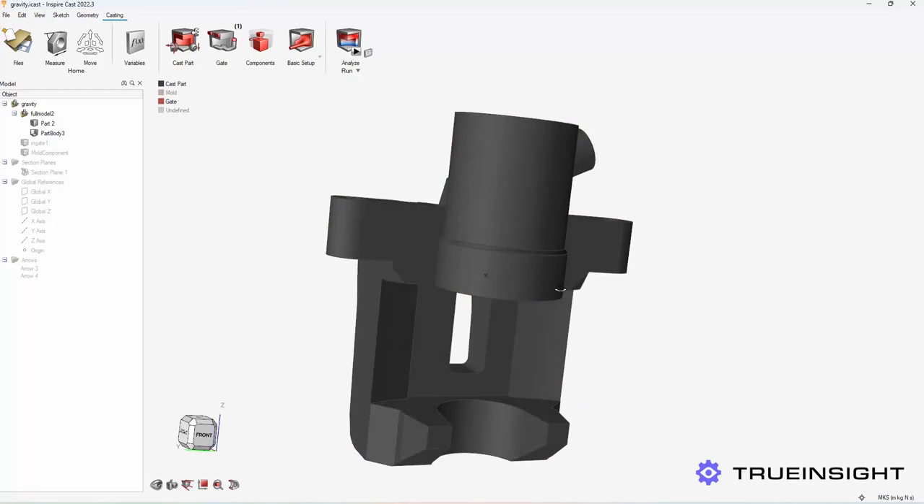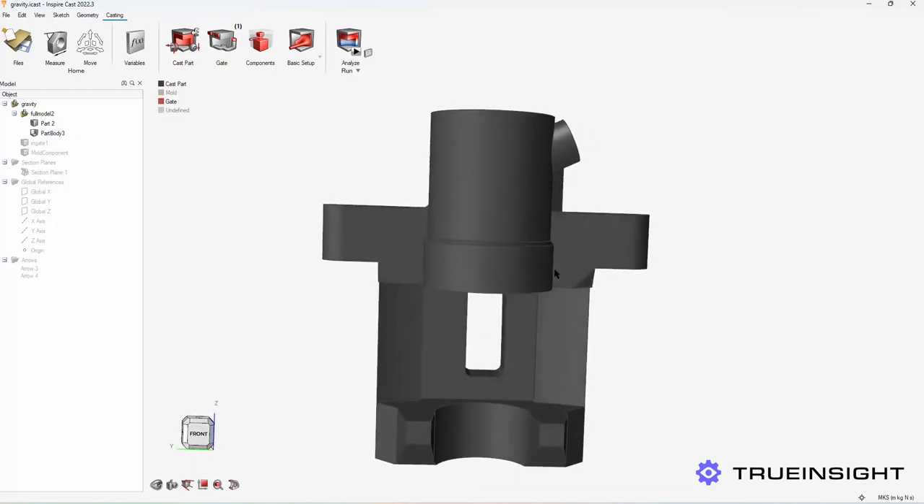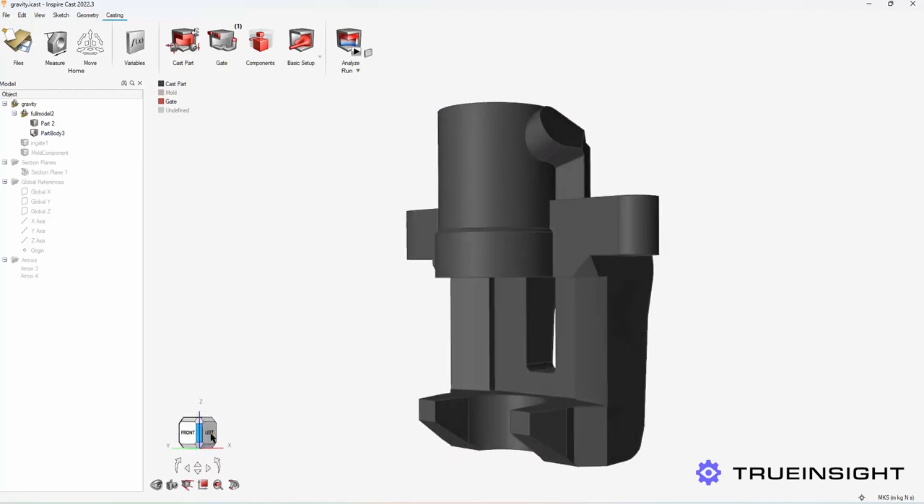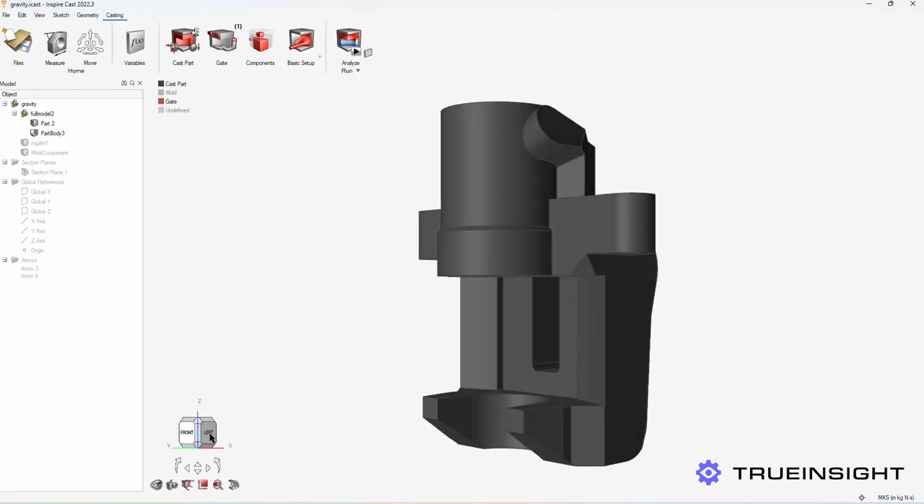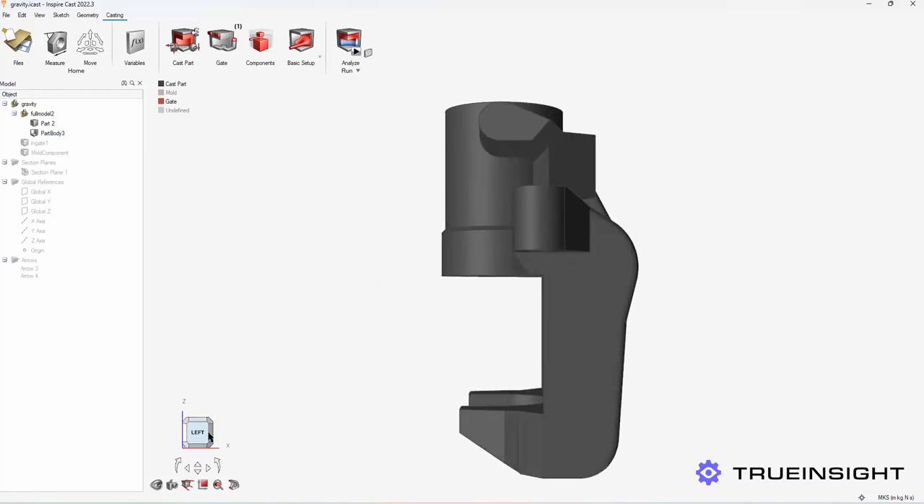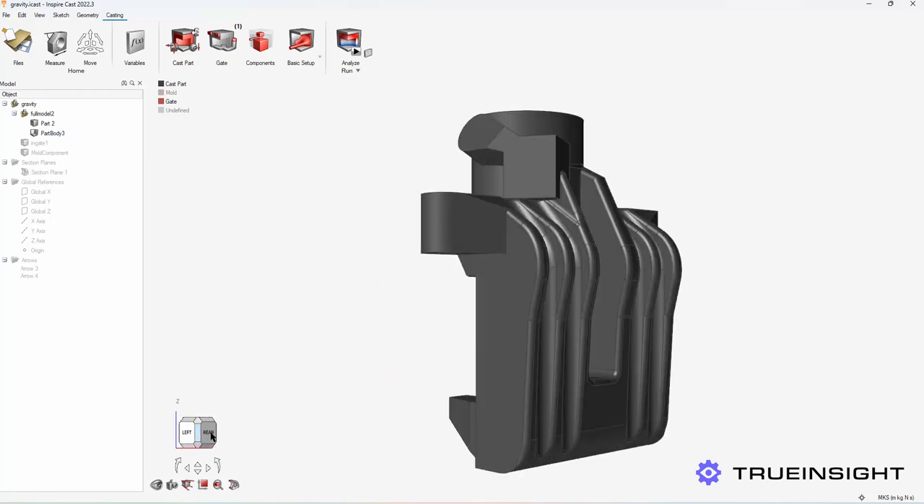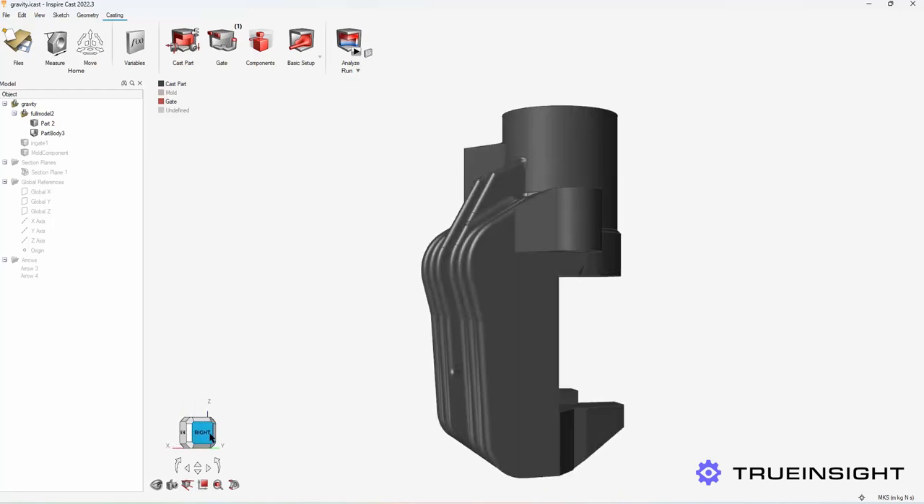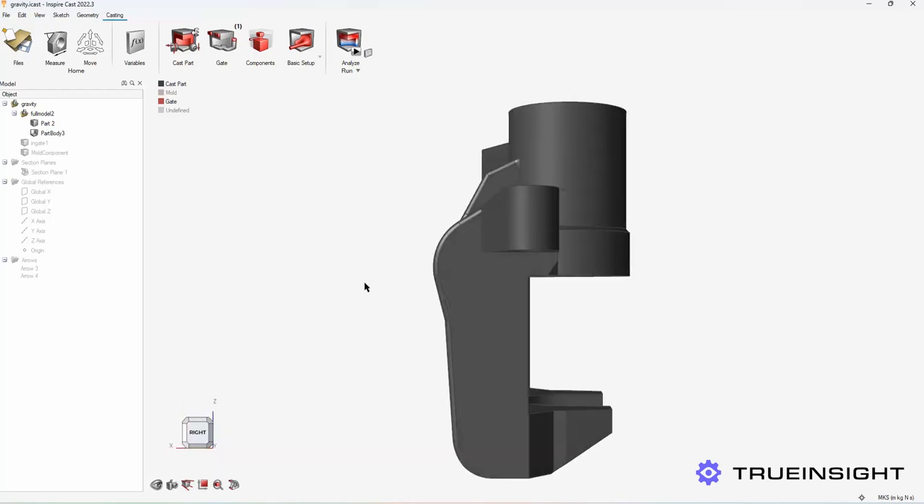My goal of this video is to walk you through some of the results that you can get from running a gravity casting simulation using Altair Inspire Cast. Now with Inspire Cast, you can run many different casting processes like high and low pressure die casting, investment casting, gravity and tilt pour casting. For this example, we're just going to use the gravity casting process.